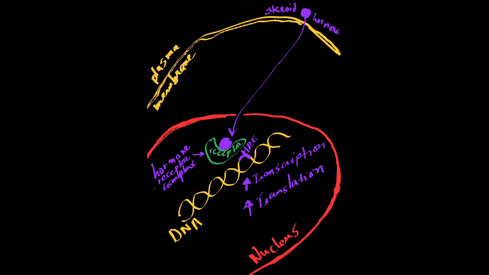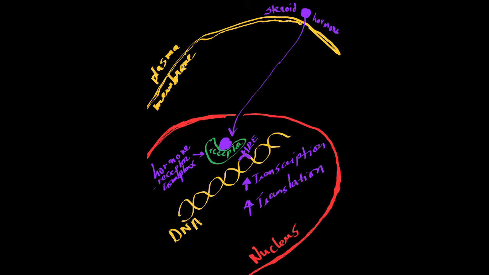Together, they're active. Now, they translocate from the cytoplasm into the nucleus, bind to an enhancer region in a specific gene that activates the promoter region of that gene and increases transcription. So this is what you call upregulation or induction of genes. More messenger RNA is translated into more protein.